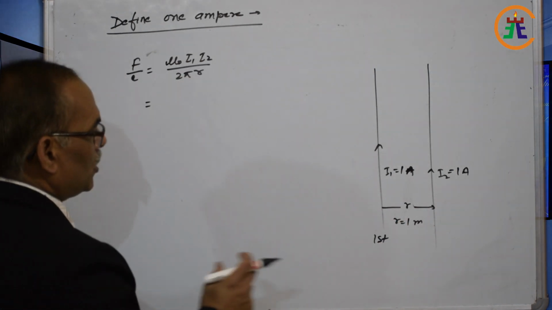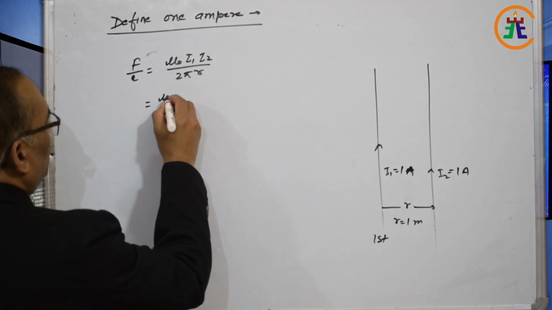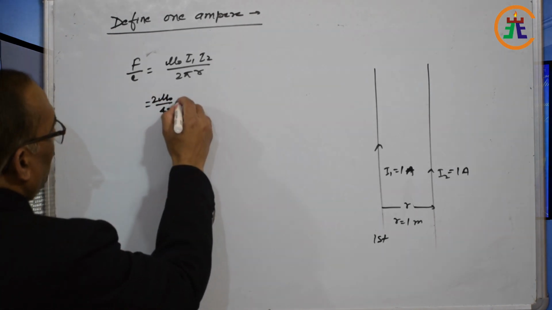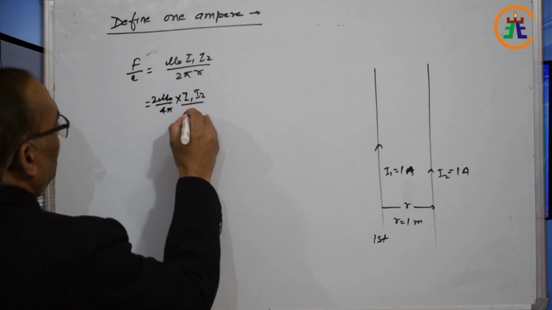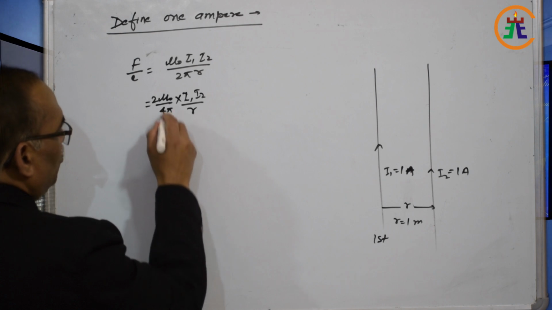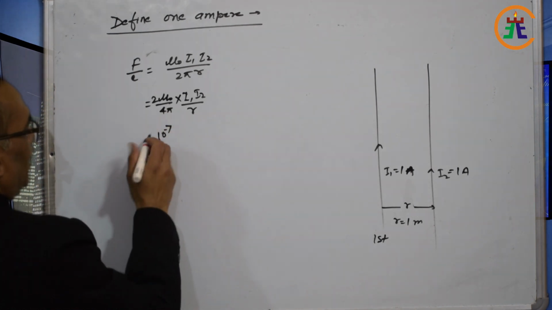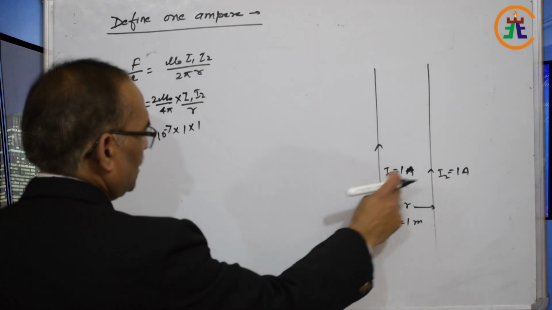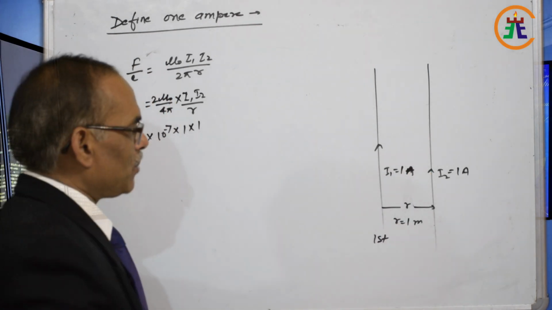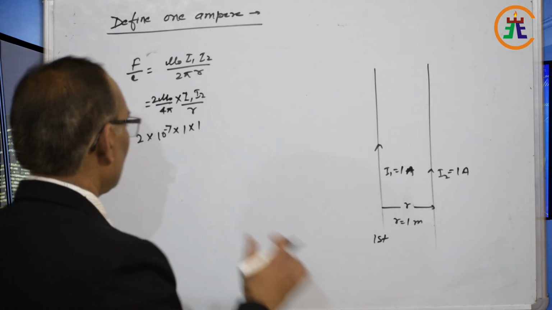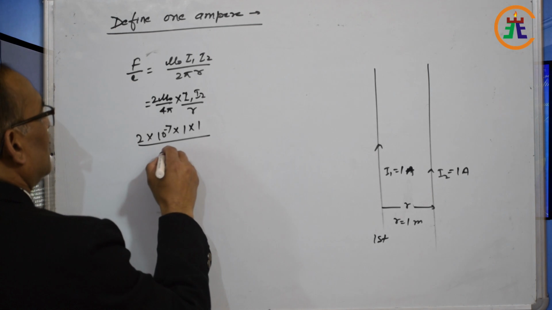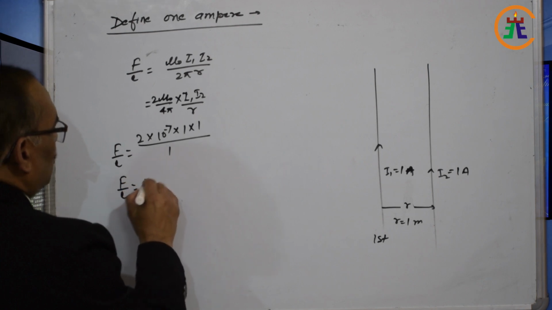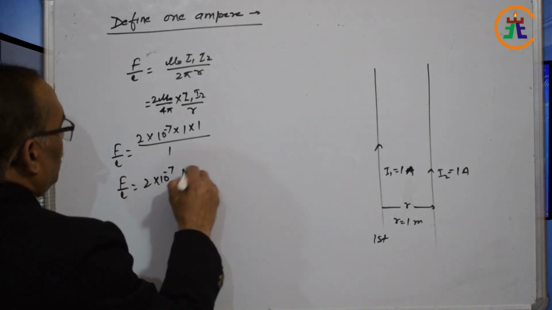mu naught upon 4 pi, here we multiply by 2, so 4 pi, times I1 I2 upon R. Mu naught upon 4 pi is equal to 10 to the power minus 7, and here is 2, so we multiply by 2. The 1 ampere current passes through the first conductor, 1 ampere through the first conductor and I2 also is passing 1 ampere current. The distance between these two conductors is equal to R, so divided by R, R is equal to 1. So the force per unit length is equal to 2 into 10 to the power minus 7 Newton per meter.